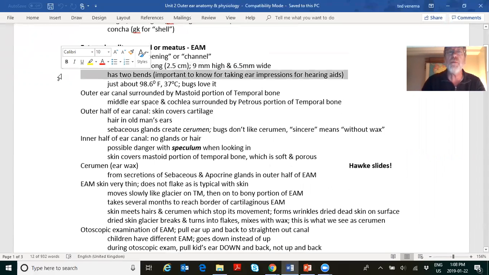It has 2 bends. An ear canal is not completely straight. It's got like a dog leg in it. And that's why when you're looking into an ear, you often have to pull it up and back in order to straighten out the ear canal so you can see the eardrum. Because if you don't, you're just going to be looking at a wall.